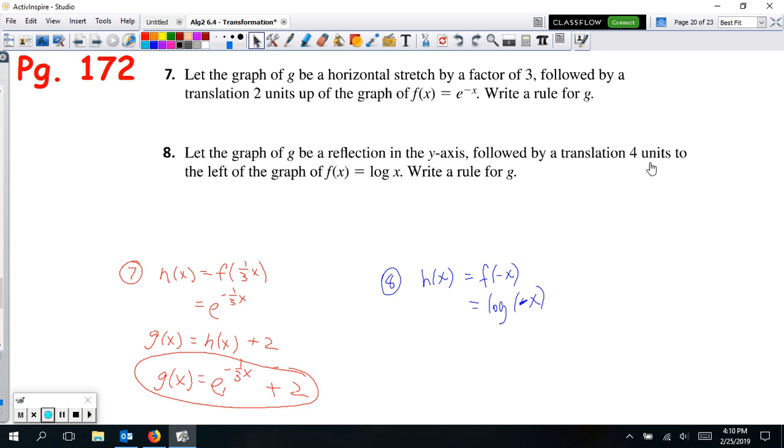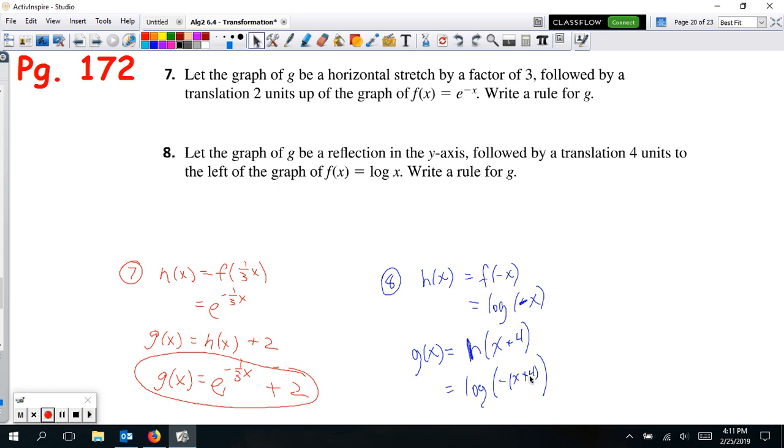Then it says to translate 4 units to the left of this function, which means we're also going to put something in here as well, because left is also horizontal. That's an h number, 4 units to the left. That's negative 4. But when you put it in, it's going to change signs to x plus 4. So we're really going to replace now the x with an x plus 4, which is negative times that. So negative times each of these. And so that's what you can see here.